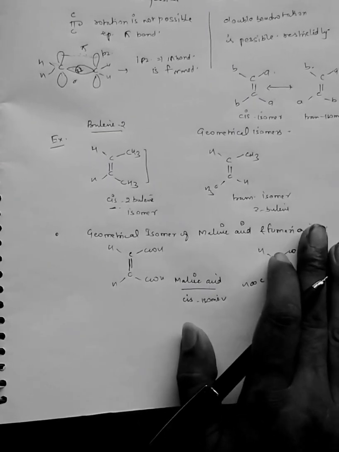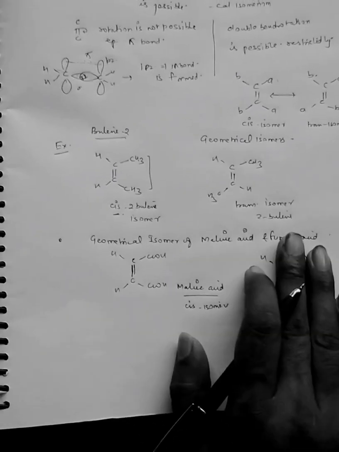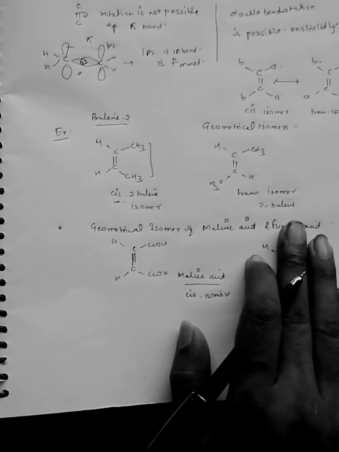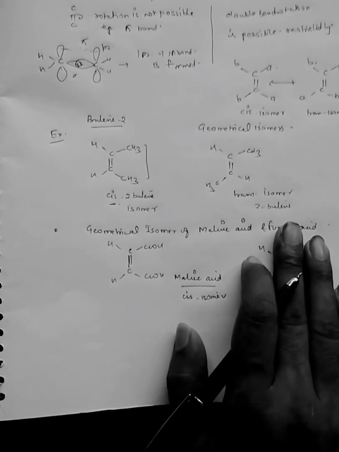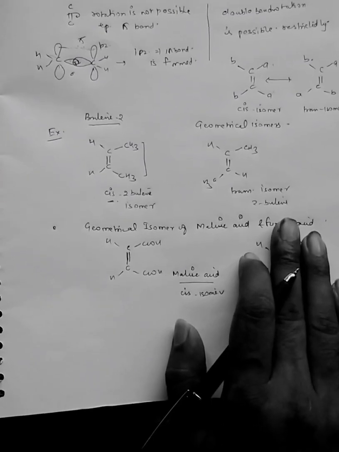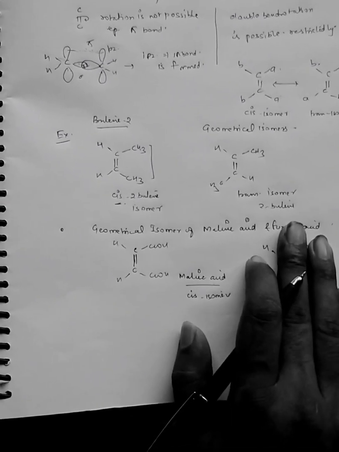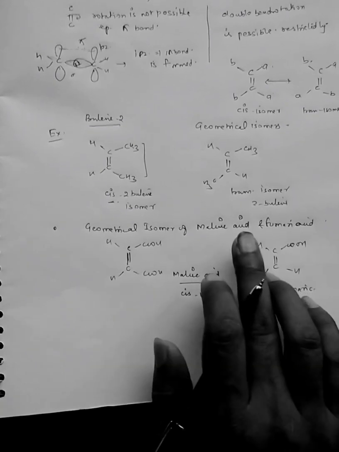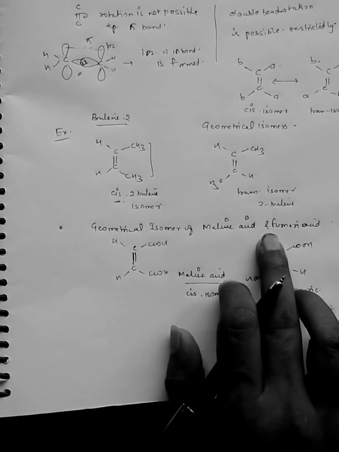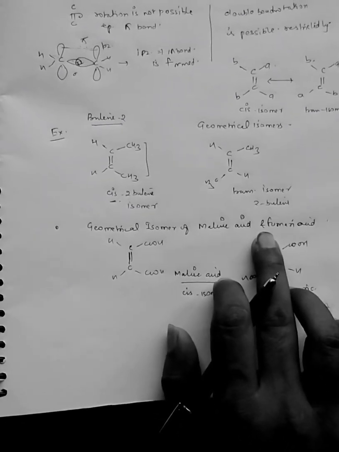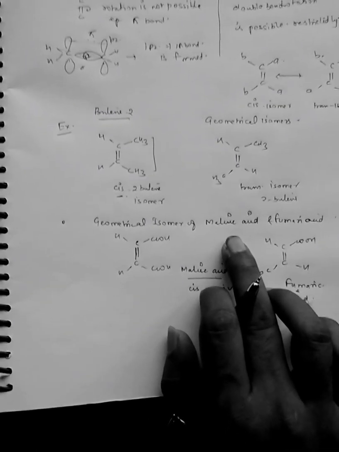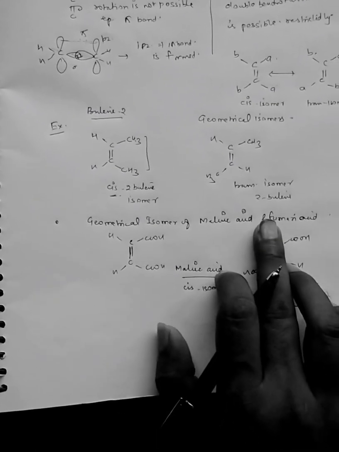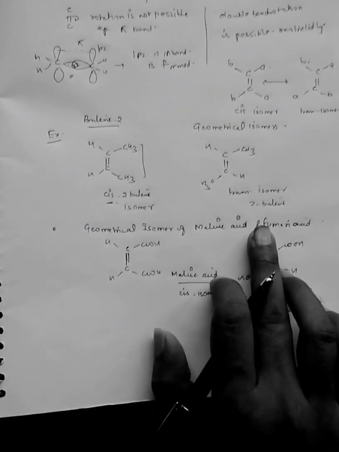In the second lecture, we will describe how you can differentiate the cis isomer and trans isomer inside the lab. Means if you are doing work in the lab and two compounds are given, how can you differentiate them? We will discuss this, by which you can explain the cis and trans isomers, which are a type of geometrical isomer.